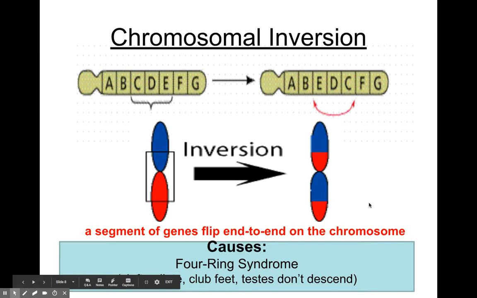An example of a disease that is related to this is called four-ring syndrome. You end up with a cleft palate, so that's where your palate is the roof of your mouth, and quite often the little flap of skin right underneath your nose is open, and sometimes that palate in the top of your mouth can be open as well, which can cause problems for young babies when they're trying to nurse. It can also cause club feet, so your feet don't resemble a normal foot, and the testes don't descend.